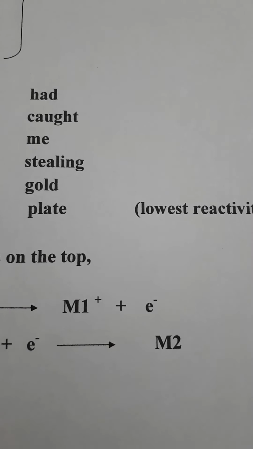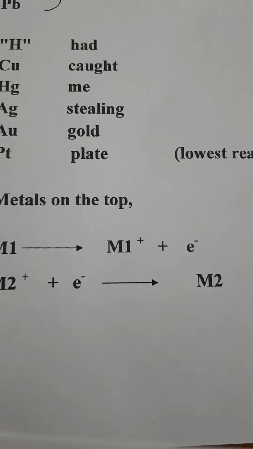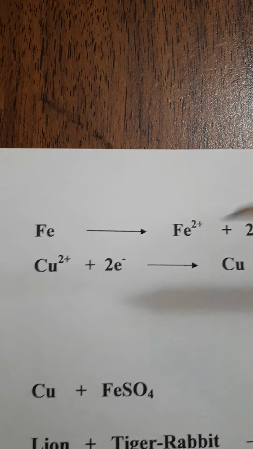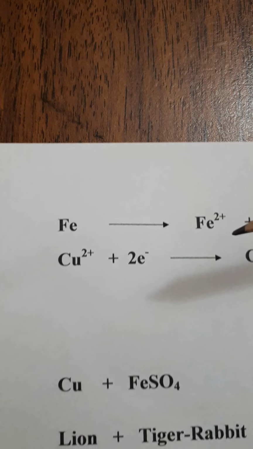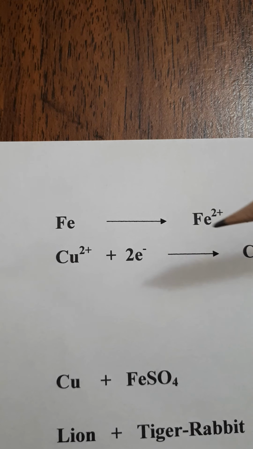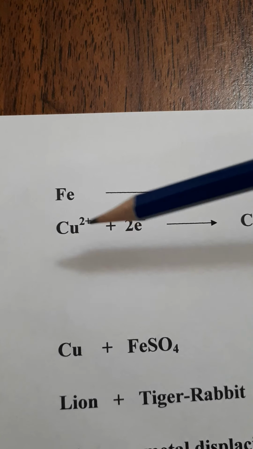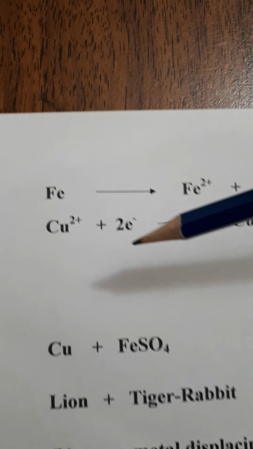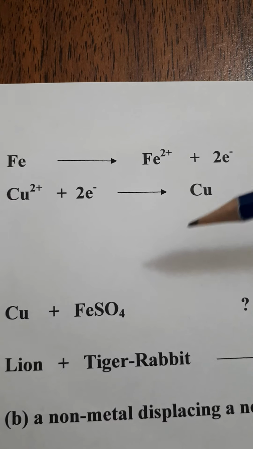So in our exact example, what was happening was iron became iron 2 plus and 2 electrons. The gray color iron nail became iron 2 plus, which has a light green color. And the copper 2 plus, that blue color ion in the copper sulfate solution, accepted the 2 electrons and became brown color solid copper, which deposited on the iron nail.